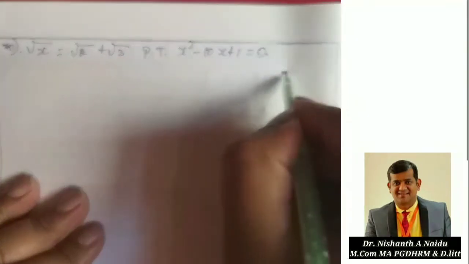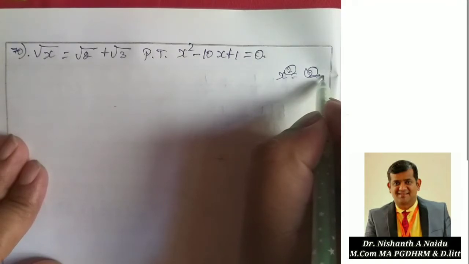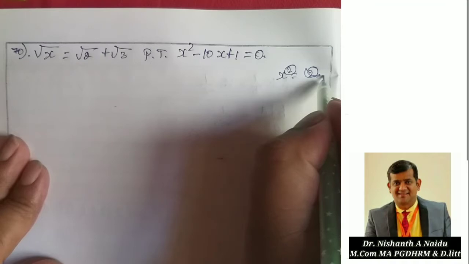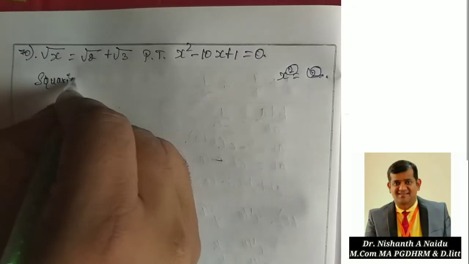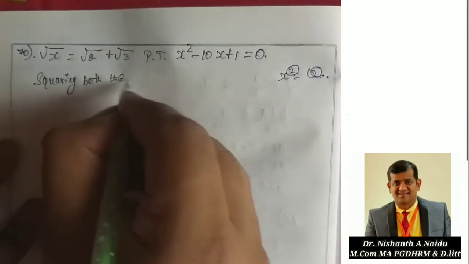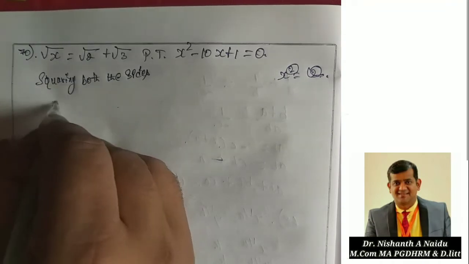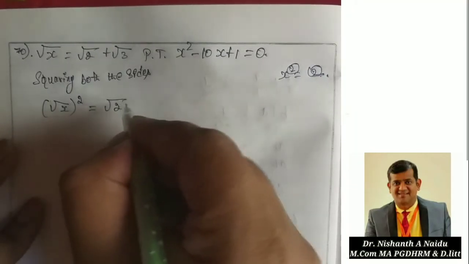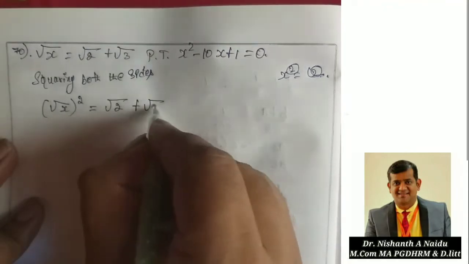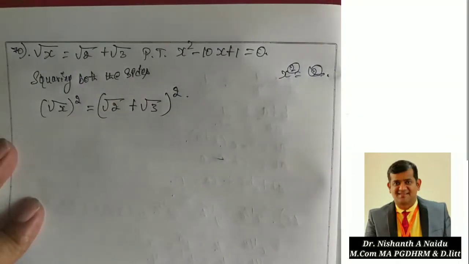So x to the power of 2, that is equals to 2. So that is 2 we should get commonly. So then when you equate, you will get the squaring of figure. So what you have to do now? You have to square. So squaring both the sides, that is root x whole power 2 equals root 2 plus root 3, that is whole power 2.